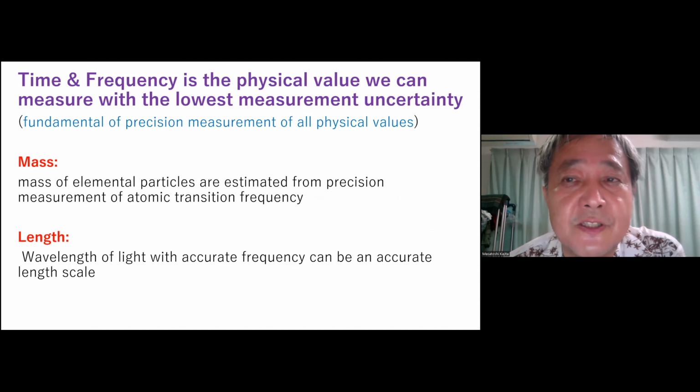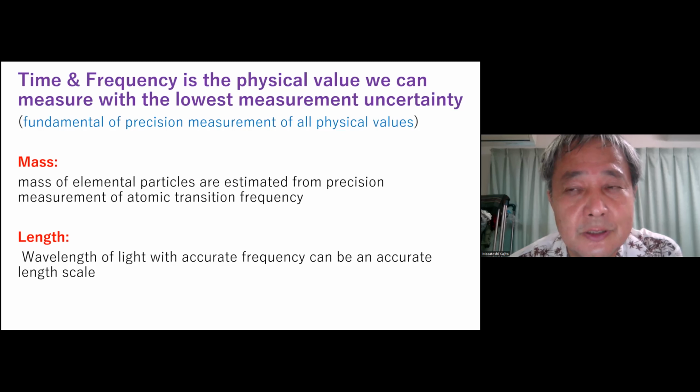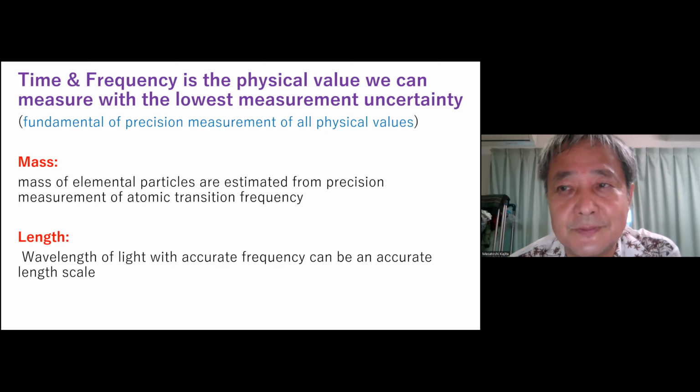Time and frequency is a physical value which we can measure with the lowest measurement uncertainty. And I want to say that it is fundamental to precision measurement of all physical values. For example, the masses of elementary particles, particularly the electron mass, are estimated from precision measurement of atomic transition frequencies. And about length, the wavelength of light with accurate frequency can be an accurate length scale.